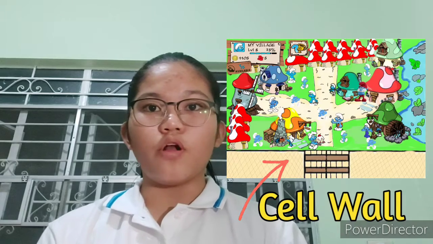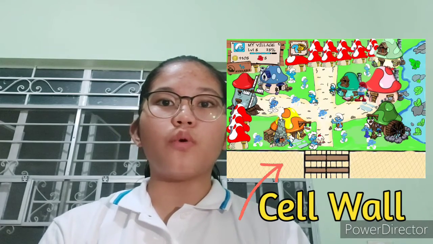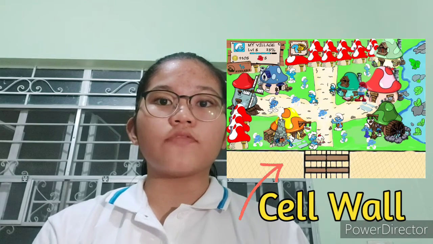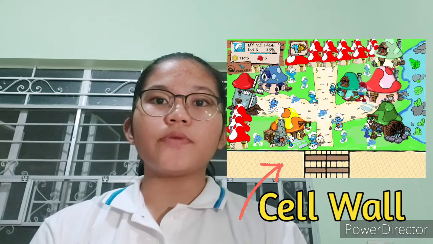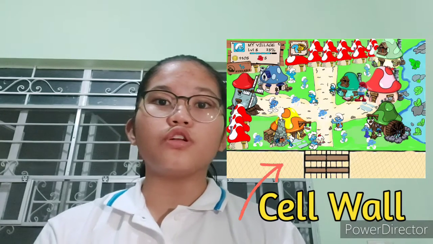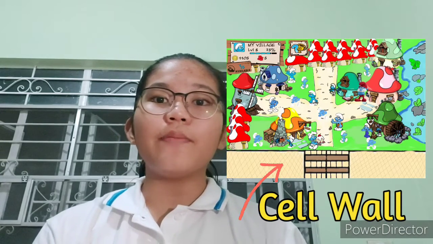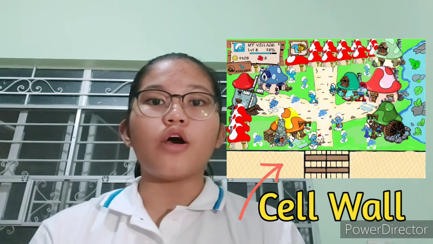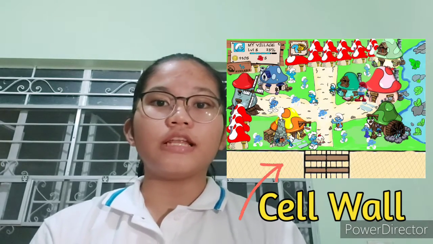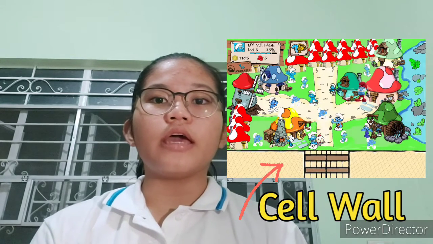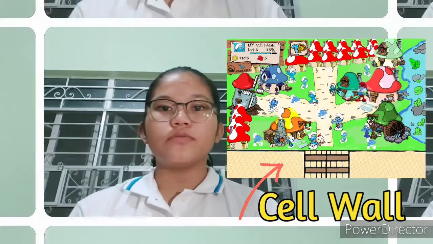First is the cell wall. I compared the cell wall to the wall in the village because the cell wall is the cell's protective outer layer. It is primarily found in plant cells. Kaya ko siya inihalintulad sa wall doon sa ginawa kong village dahil magkamukha sila ng function. Dahil ang function din noong wall or barricade doon sa village na aking ginawa is to protect the Smurfs that are living in the village.